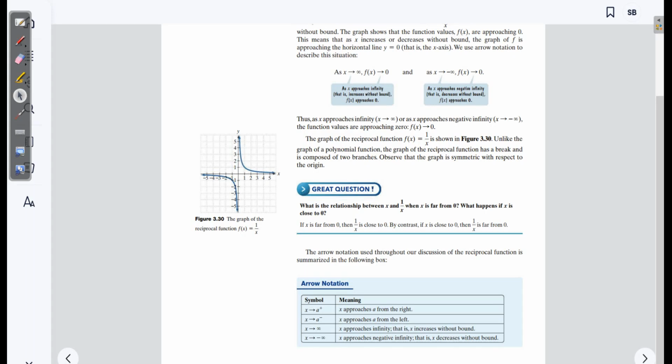If you have some number a, and a could be 7, but it's just some number, and you have a plus sign up there in the exponent, that means we're approaching it from the right side. If you have a minus up there, it means we're approaching it from the left side. And of course, if we're approaching infinity or negative infinity, that means we are increasing without bounds to infinity or increasing without bounds to negative infinity. Okay.